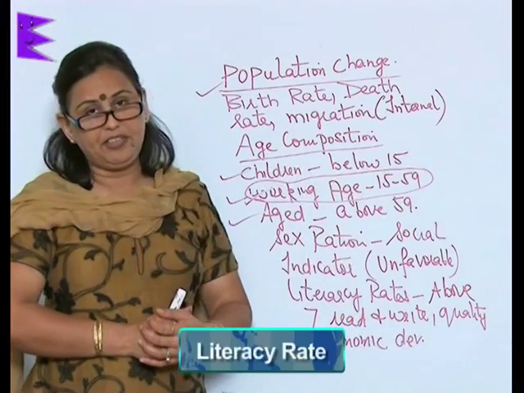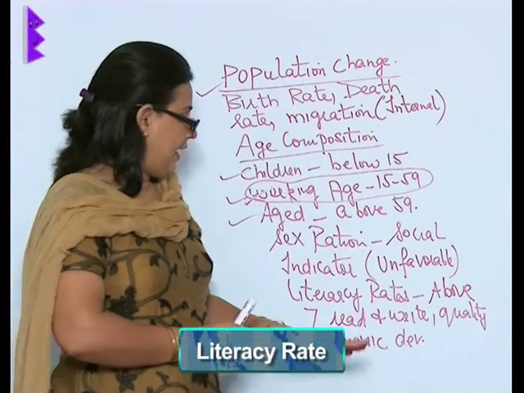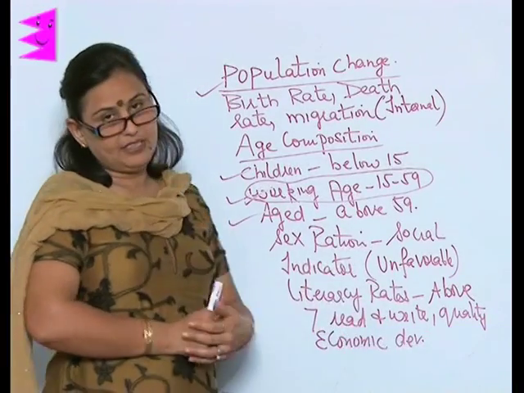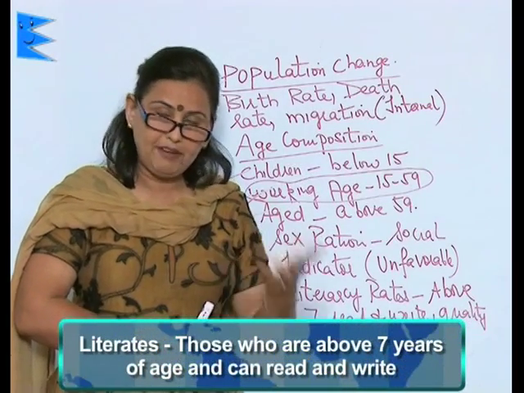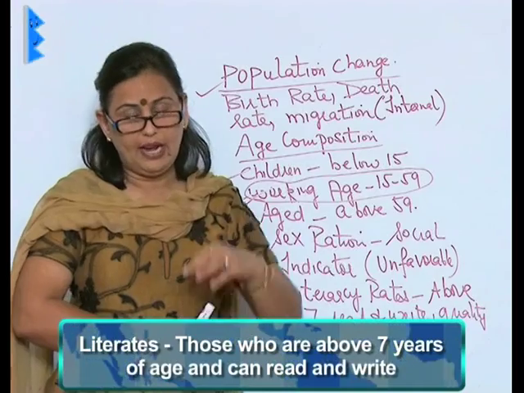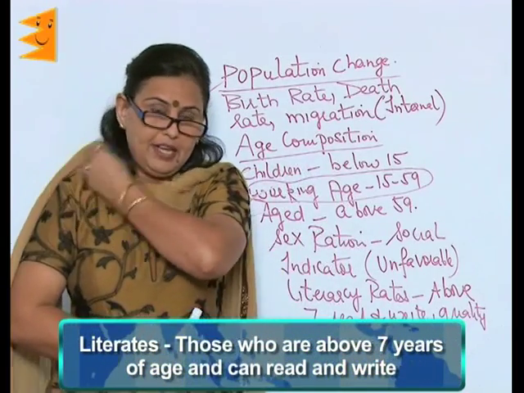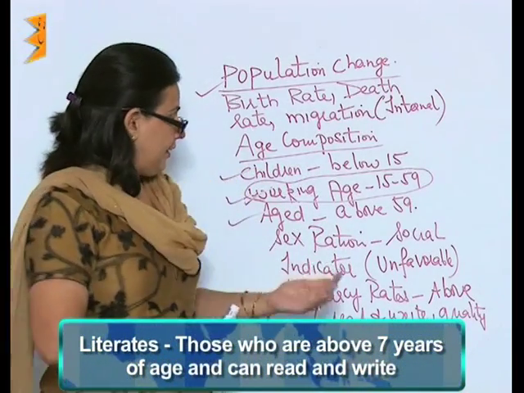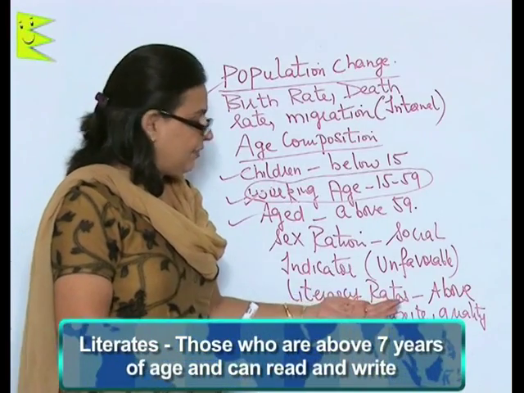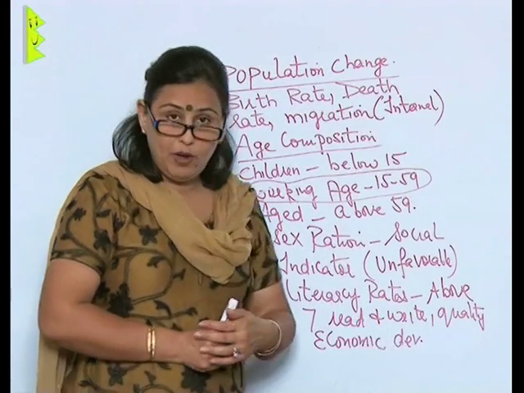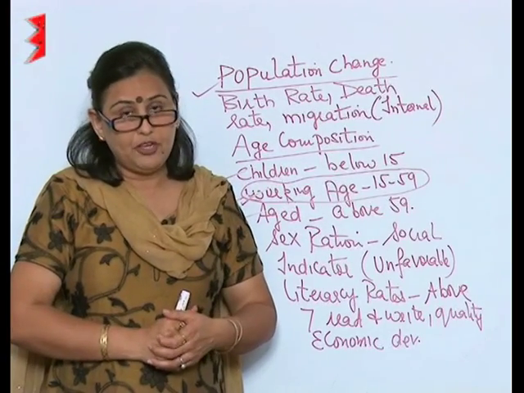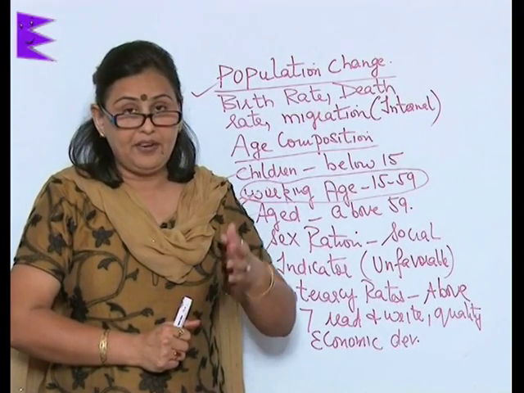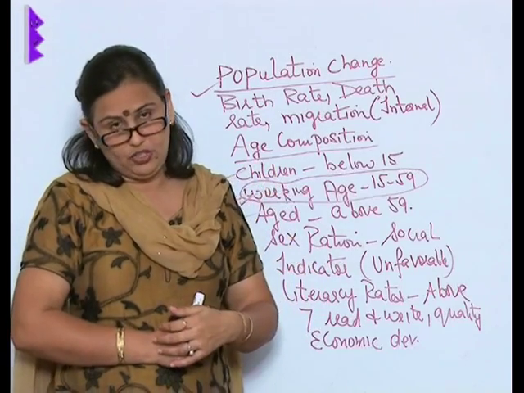Next is the literacy rate. Well, literacy rates, first of all, who is literate? All those above 7 years of age who can read and write according to the census are termed as literates. And one can determine two things after knowing the literacy ratio of the population.